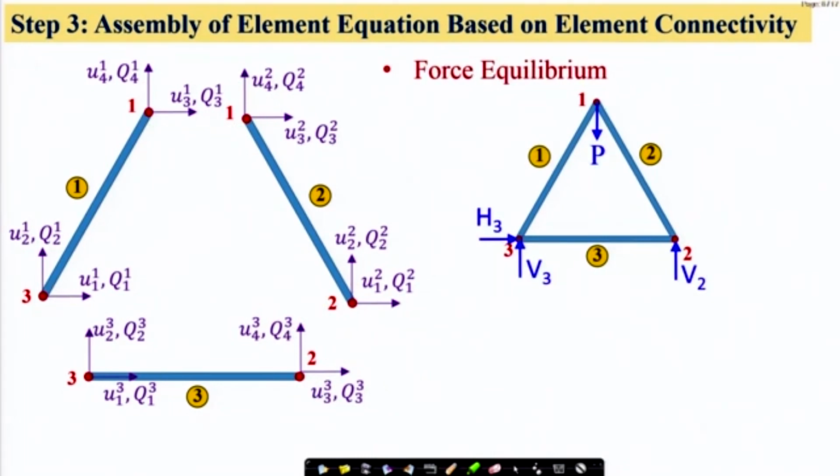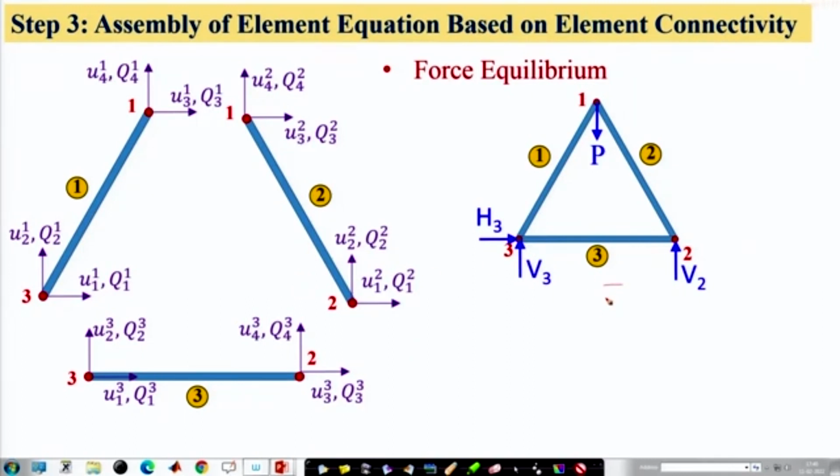Now the next part is that we have to satisfy the equilibrium of forces. Now look at these two diagrams. The first one shows the forces at the element level, and the second one shows the forces at the global level. So P is the external force, and H3, V3 and V2 are the support reactions. The equilibrium says that external force and internal force should maintain a balance, right? When a body is in equilibrium, every point of the body should be in equilibrium, right?